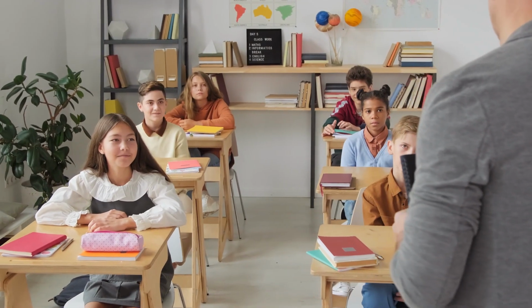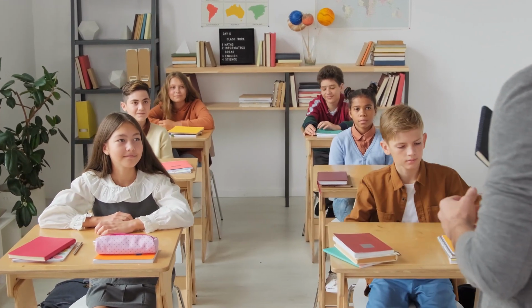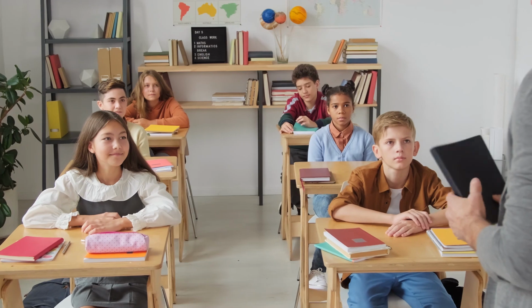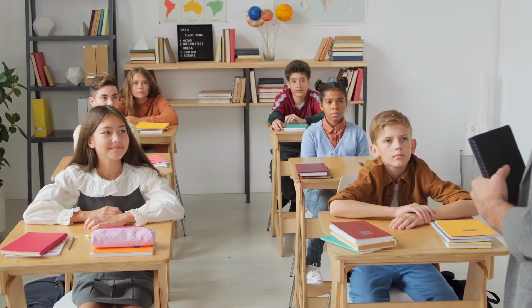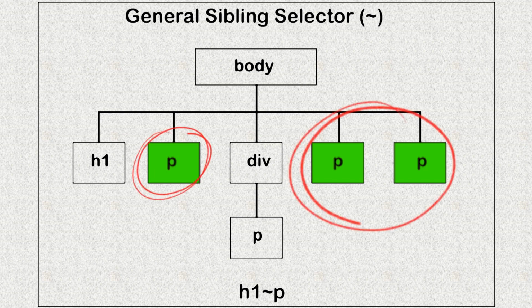Imagine you have a bunch of kids playing in a room. The General Sibling Combinator is like picking out all the kids who are brothers and sisters of a specific child, regardless of their exact position in the room. In CSS, the Sibling Combinator works similarly. It lets you select elements that share the same parent element and come after another specific element.